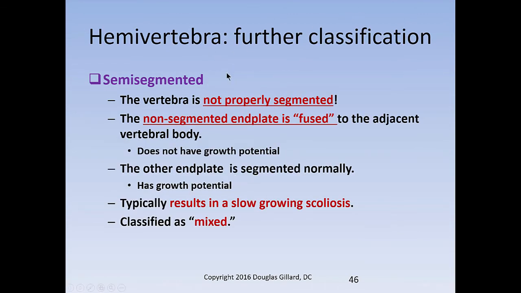Semi-segmented, or partially segmented, is the AKA. And remember, we're talking about these horizontal, that's my word, but that's the way I keep it straight in my mind. So these are horizontal semi-segmented. So the vertebra is not properly segmented. One of the end plates is fused with the adjacent vertebral body. So the growth potential is not as severe with this. The curve progression potential is not as severe.